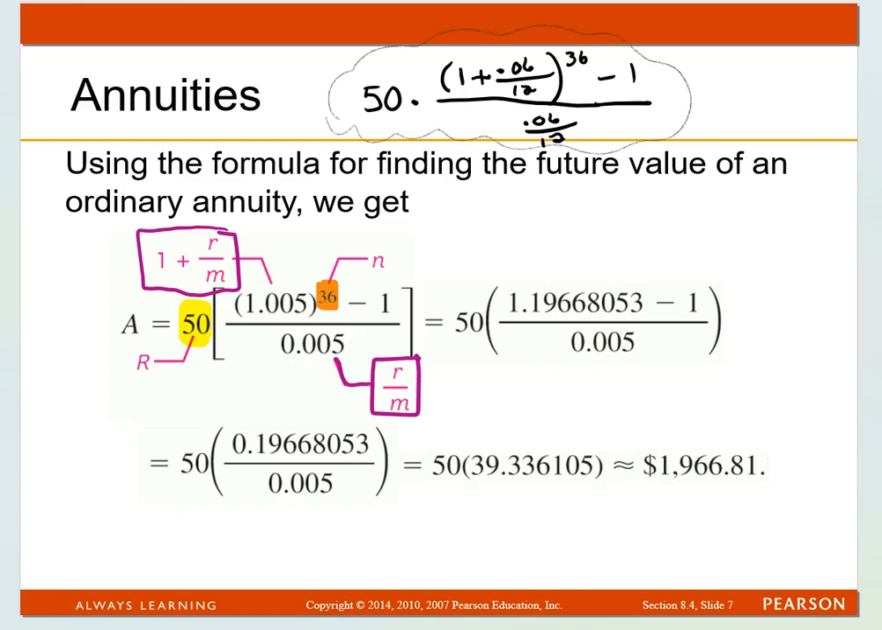Now they went ahead and did some intermediate steps, and that's fine. They took the 1.005 and raised it to the 36th power and got that. And then next they subtracted the 1, which gave them that. And then they took that and divided it by the 0.005, which gave them that. And then they multiplied by 50, which gave them the final answer right here, rounded to the nearest penny. I show you how to put it all in your calculator.